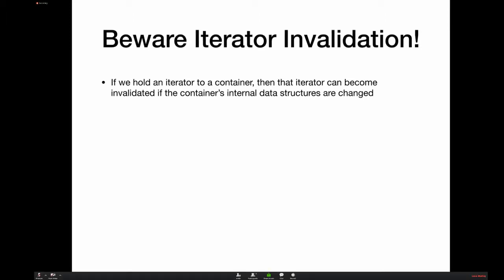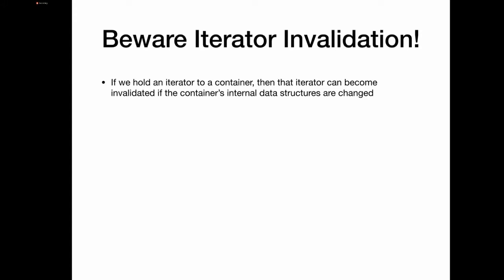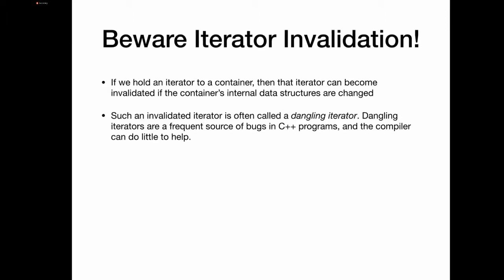So iterators can become invalidated. An iterator points to an element of that container. But what can happen is if that container's internal structure changes, the thing we were pointing to goes away. And when that happens, the iterator is said to be invalidated or dangling. And dangling iterators are, unfortunately, a frequent source of bugs. And the compiler rarely does much to help you.